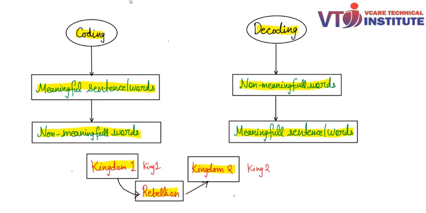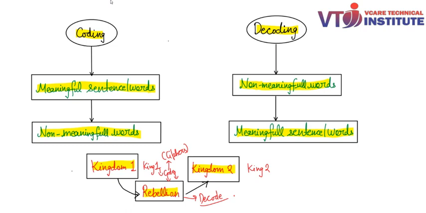So how can the message reach the rebellion? They send the message in the form of codes, or we can also say ciphers. The message of codes cannot be understood by the guards of King 2 or by King 2 himself, and the rebellion then decodes this message. The rebellion has then reached the information that King 1 wants to annex Kingdom 2 and remove the throne of King 2. So this is how the coding and decoding process is used.